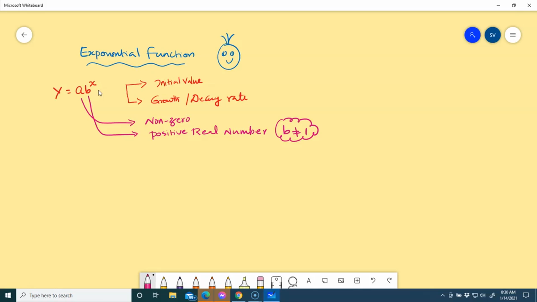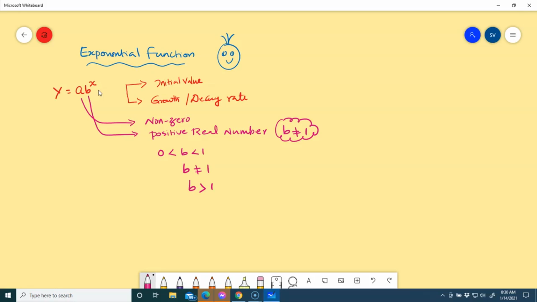That means b can take values with 0 less than b less than 1. So b can satisfy this condition, and b cannot be 1, and b can be greater than 1. So b can take all these values. These are the things you should know before you approach this function called exponential function. If you don't have that information, this is the best time to study this.